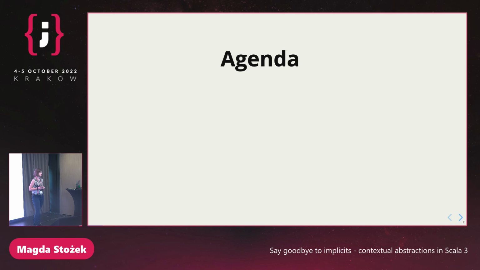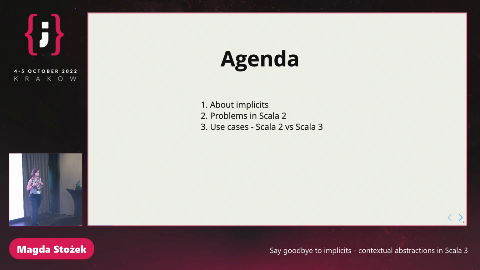The plan for the next 40 minutes is, at first, I will tell you what implicits are, why you should really care, and why you would need them, and why they can be so difficult and confusing in Scala 2, so the existing Scala, the previous Scala, let's say. And then the main part of the presentation is I will show you 7 use cases of Scala 2 and Scala 3 code to explain how it's different and how it's better, hopefully. And then I will finish with a couple of words about migration. If you have any questions, then you can just ask them in between and interrupt me.